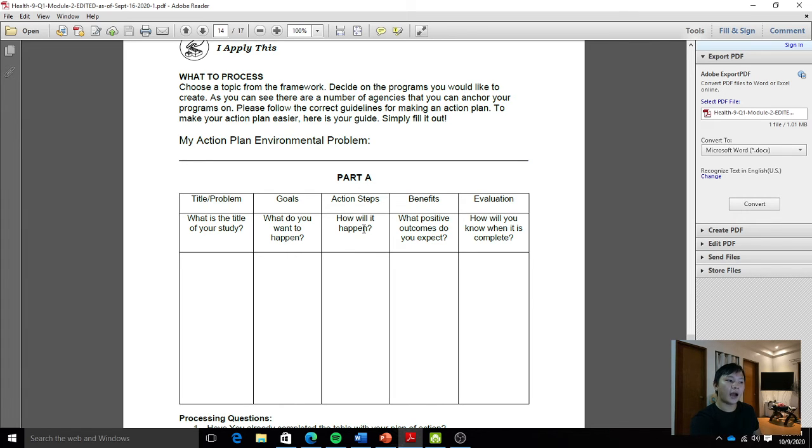Action steps. How will it happen? List them one by one. First, number 1. For example, I will create a poster that says they need to put their garbage in a certain area. And number 2, 3, until you complete the steps. Okay. Benefits. What positive outcome do you expect?